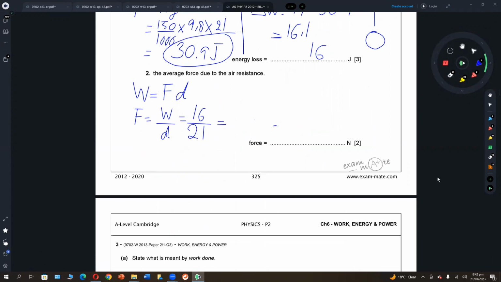Do this small calculation. 0.76 Newton. Thank you, Ali. 0.76 Newton. This is the answer. So we have solved these two questions.